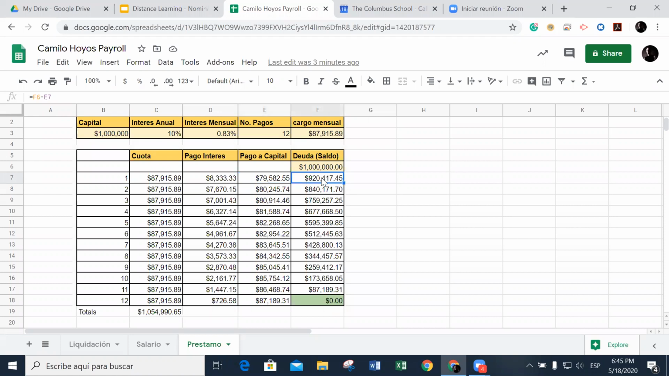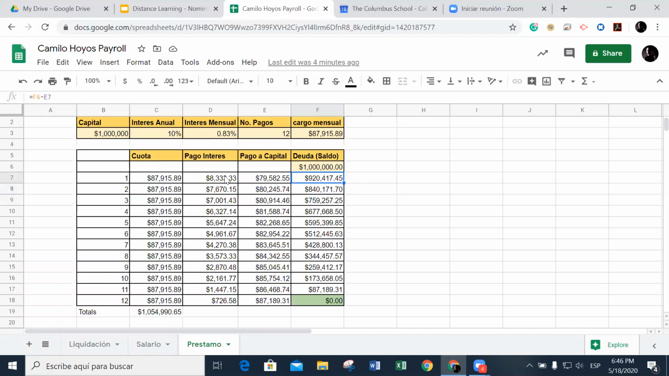Now, how much is the debt now? If you're paying this much towards the debt, how much is it now? Literally, this, which is the payment towards the capital, minus the previous debt that you originally had, which is 1 million, minus what you're paying towards the capital. And that equals 920,417 pesos and 45 cents, right? So right there, that's the formula, F6 minus E7, very simple.